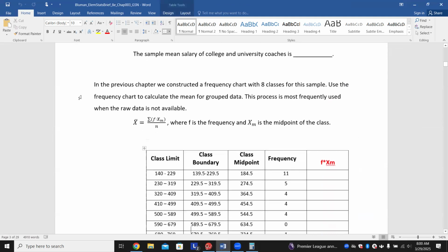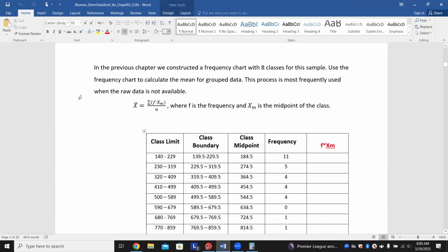All right, in previous chapters, we constructed a frequency chart with 8 classes for this sample. We're going to use the frequency chart to calculate the mean for grouped data. The process is most frequently used when the raw data is not available. So again, if we don't have the population, sample mean is where we go. So again, note here, we are dealing with a sample since this is a sample mean. And when we have frequencies, we will do the frequency times the midpoint of our class boundary. And then we're going to add all of those numbers up and divide by how many we had.